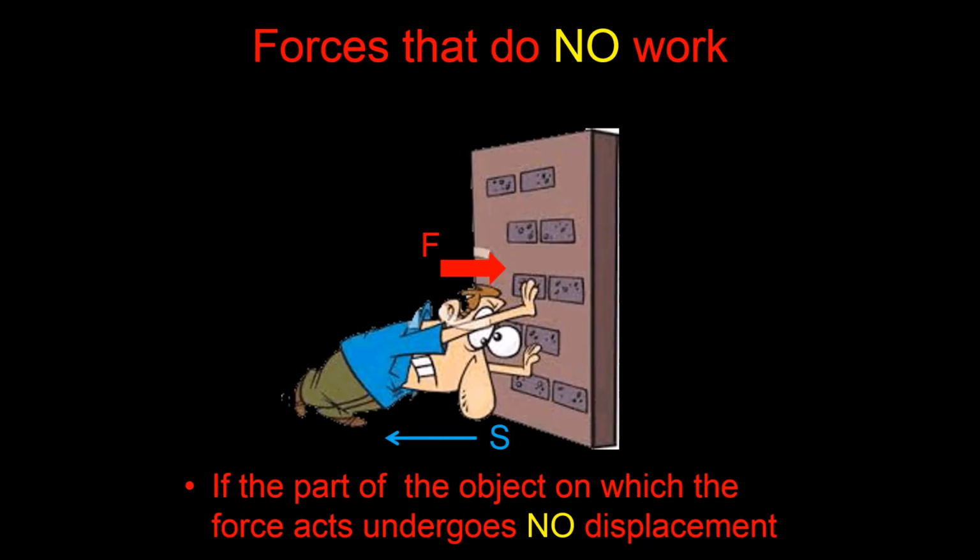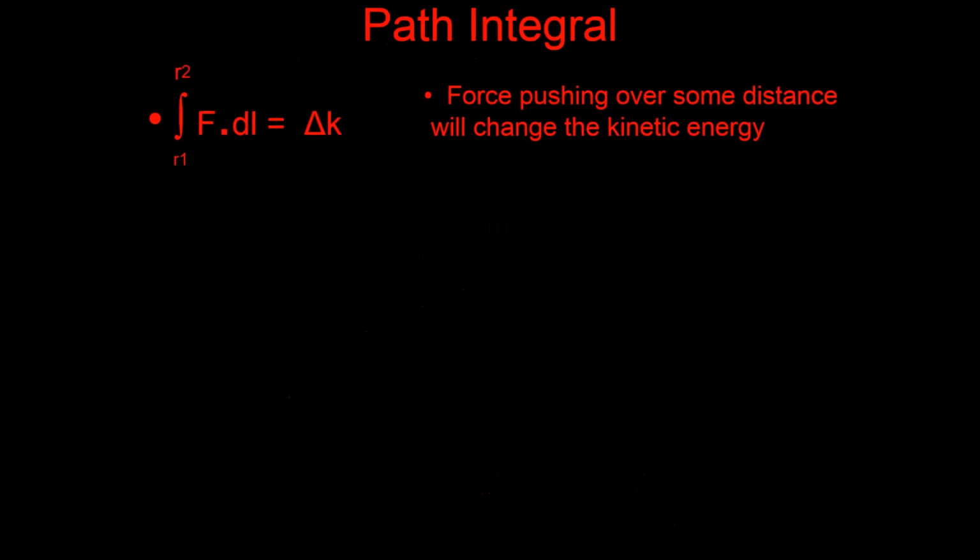In this case, S is in the opposite direction to F. Often, this means if you're going to calculate work as F times S, you have to look at what's referred to as a path integral. This means we look at our force pushing our object over some distance and how it changes our kinetic energy. If we have an object that's moving and we apply a force F to it, it can follow a complex path for a number of reasons.